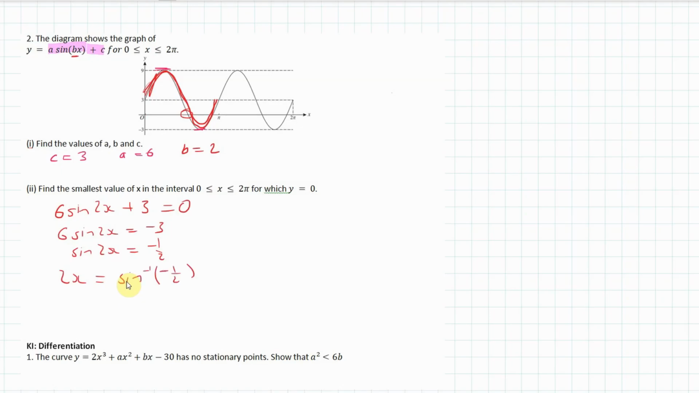2x equals the inverse sine of negative 1/2. Now, what does this give us? Inverse sine. Make sure you are set to radians. Inverse sine of negative 1/2. And we're going to get negative pi over 6. Alright, so at this point what we're going to do is we're going to draw our sine graph.